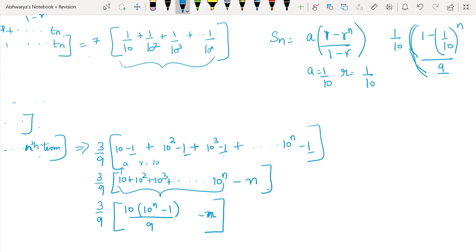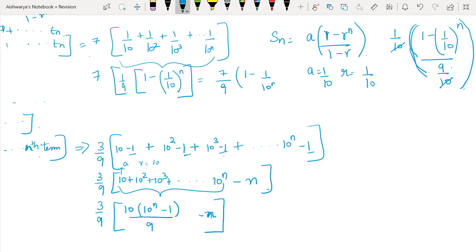One minus 1 by 10 is 9 by 10. So this 10 and this 10 will get cancelled naturally, and you will be left with only 1 by 9. So you can replace this with, you can write it like this, or you can further simplify and write it as 7 by 9 into 1 minus 1 by 10 power n. We can do this also.